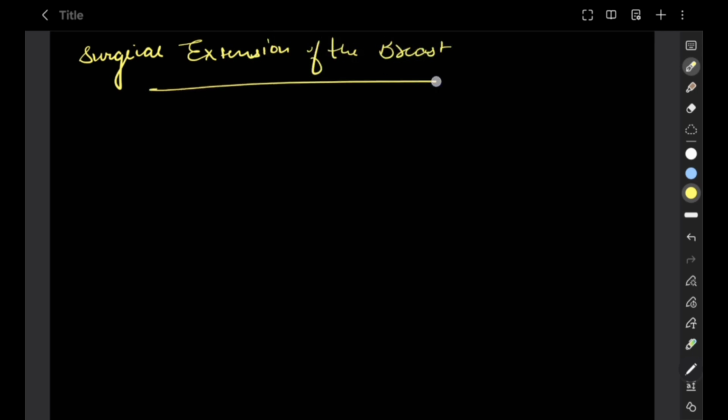So now, for us the important part is the surgical extension of the breast. If we talk about it, we have a diagram here like this. We will draw this. The sternum lies here. Okay, this is the clavicle we have. We will draw the breast. This is the nipple and this is the breast. So this is the axillary line.